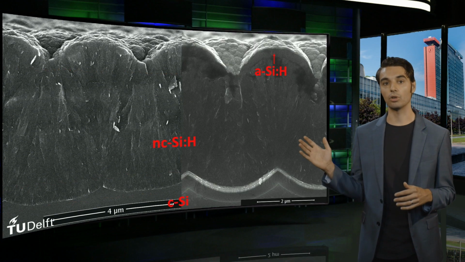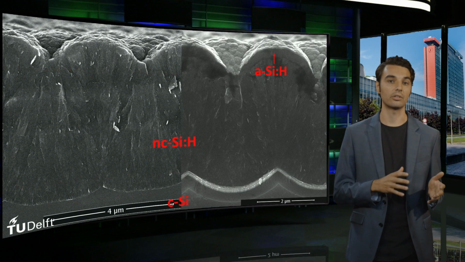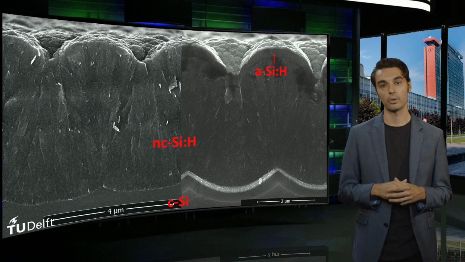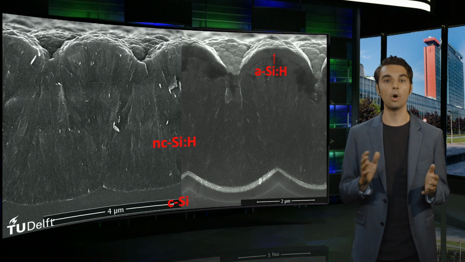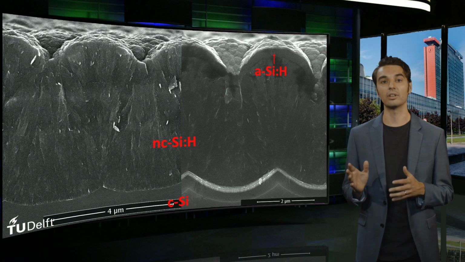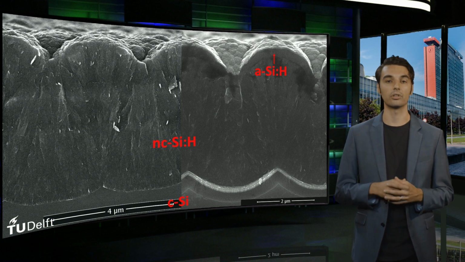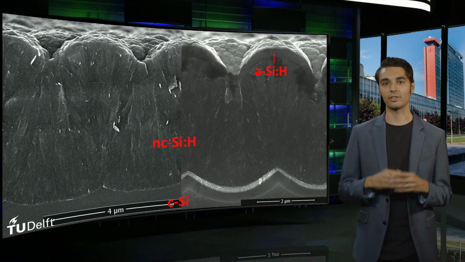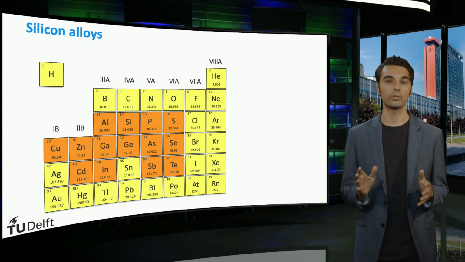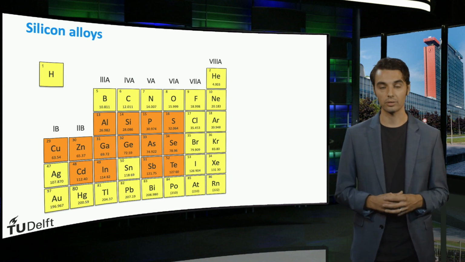This second image shows an amorphous silicon and nanocrystalline silicon tandem solar cell. The difference in structure between the homogeneous monocrystalline and amorphous layer and heterogeneous nanocrystalline layer are clearly visible. Let's now look at the various silicon alloys used in thin film solar cells.